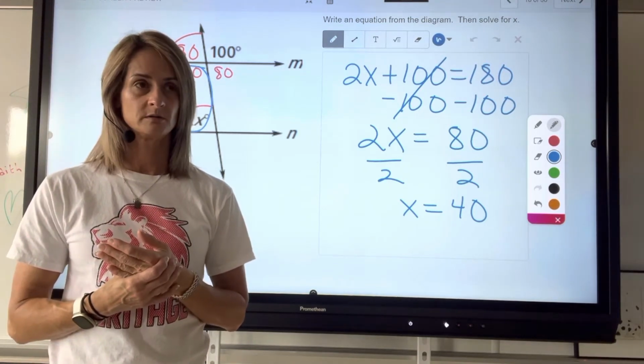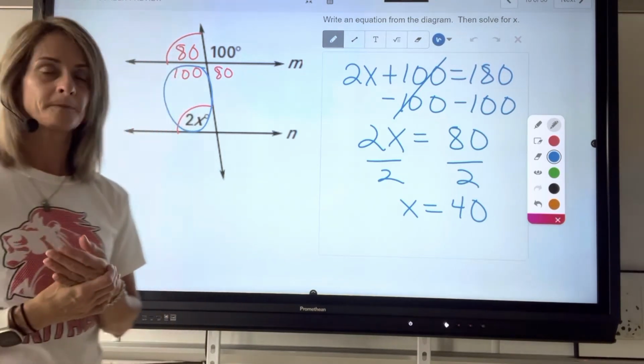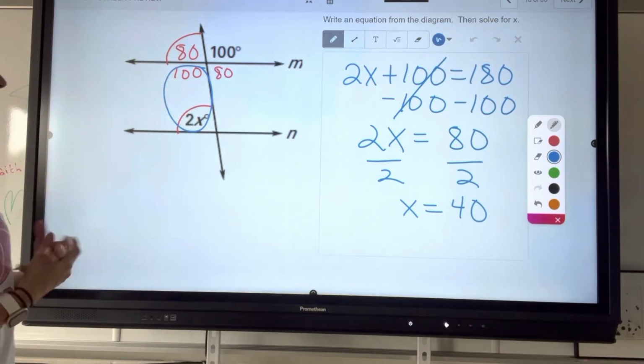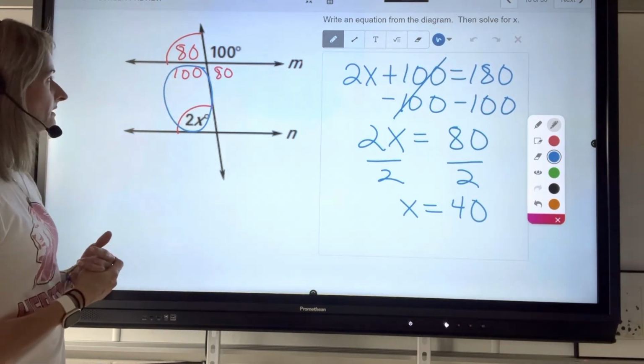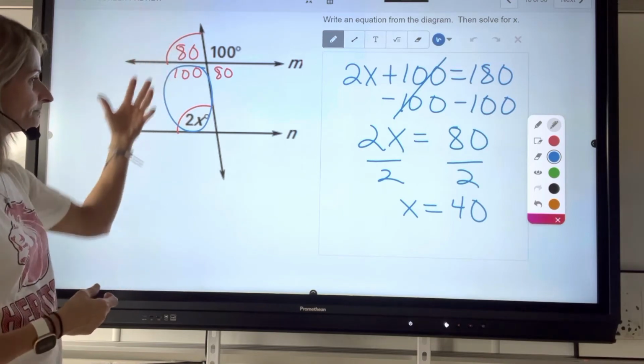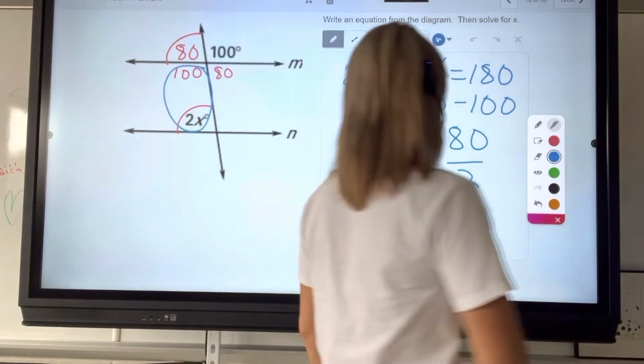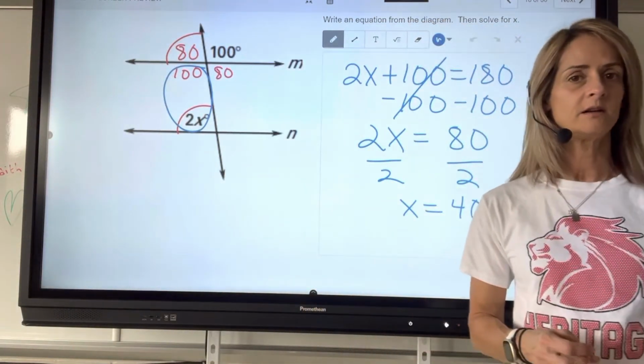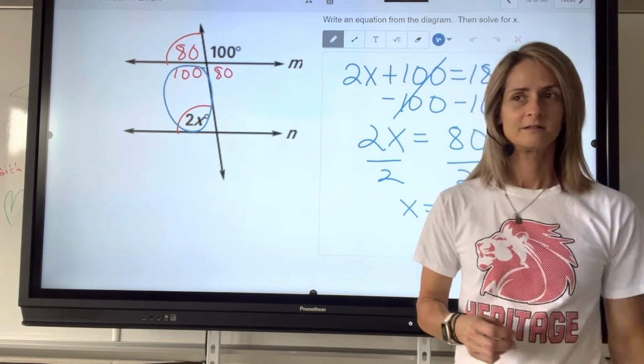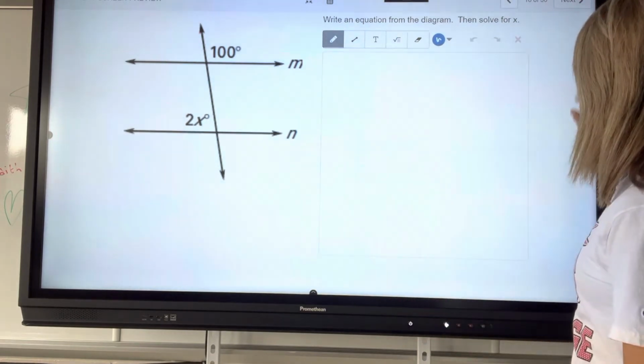How are we doing? Okay. That's one of the hardest ones because there's no relationship that we've been given between the two angles that are given. Is anyone still writing this down? Okay, clearing it out.